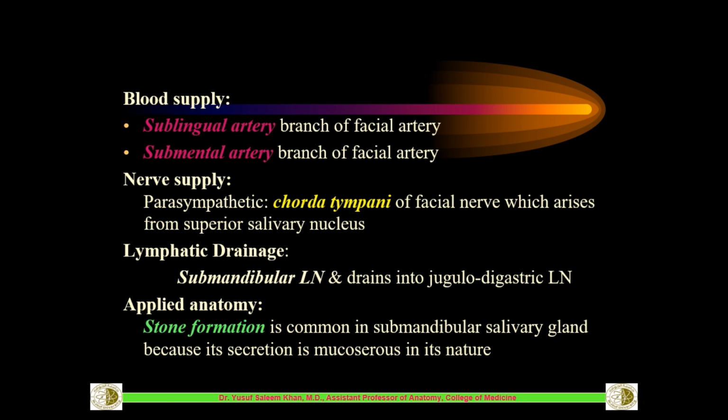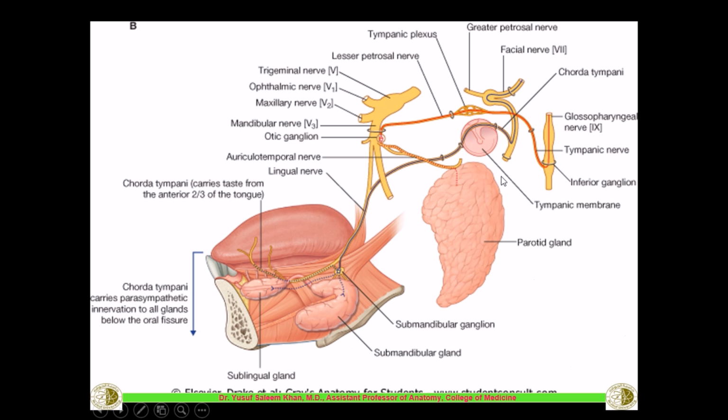Coming to the blood supply, it is by the sublingual artery, which is a branch of the facial artery, as well as the submental artery, which is also a branch of the facial artery. So the facial artery will be supplying this gland. Nerve supply is again by the parasympathetic part, that is the chorda tympani of the facial nerve, which arises from the superior salivary nucleus. You can see here the facial nerve, and this is the chorda tympani nerve, going all the way and joining with the lingual nerve, and here it separates itself and goes into the submandibular ganglion. From there it supplies both the submandibular gland as well as the sublingual gland.